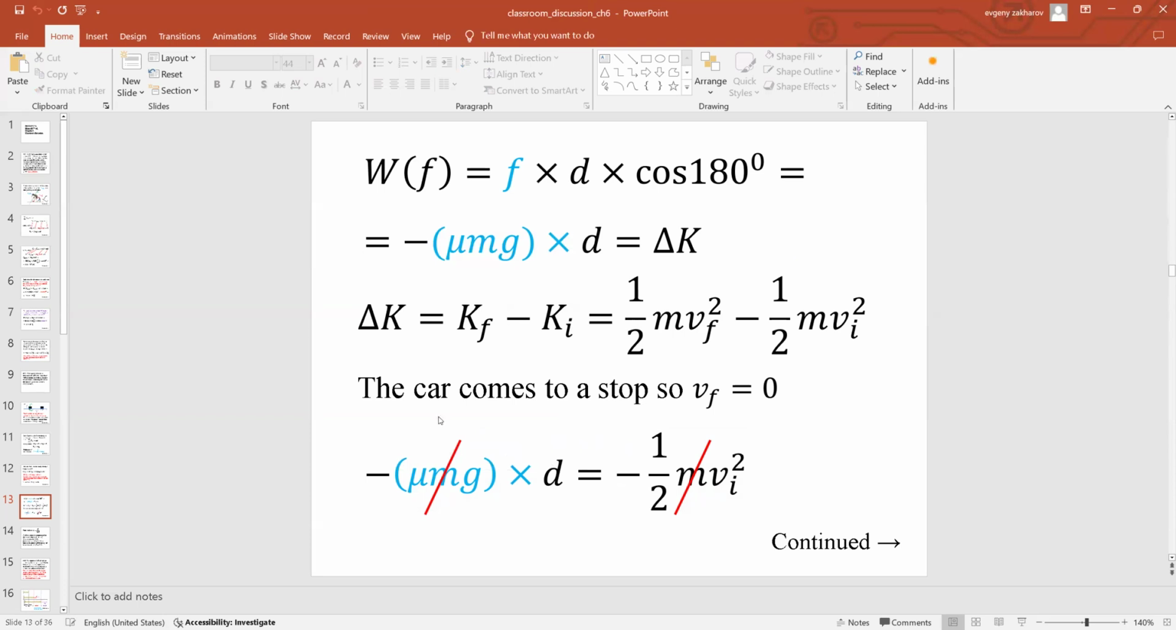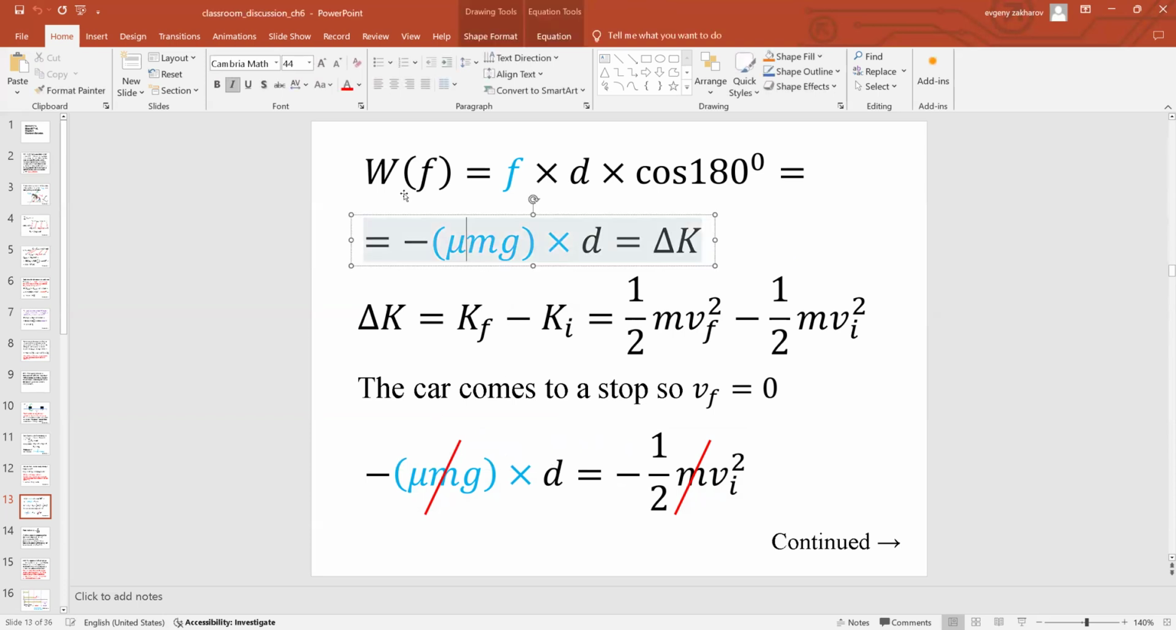But you can't ignore the negatives. You can't say that work done is just mu mgd. You can't say it's not negative. It's negative. Negative is still there. And changing kinetic energy is also negative. We're slowing down. We're losing kinetic energy. And kinetic energy decreases. So it's not only valid math-wise, it's also valid physics-wise.